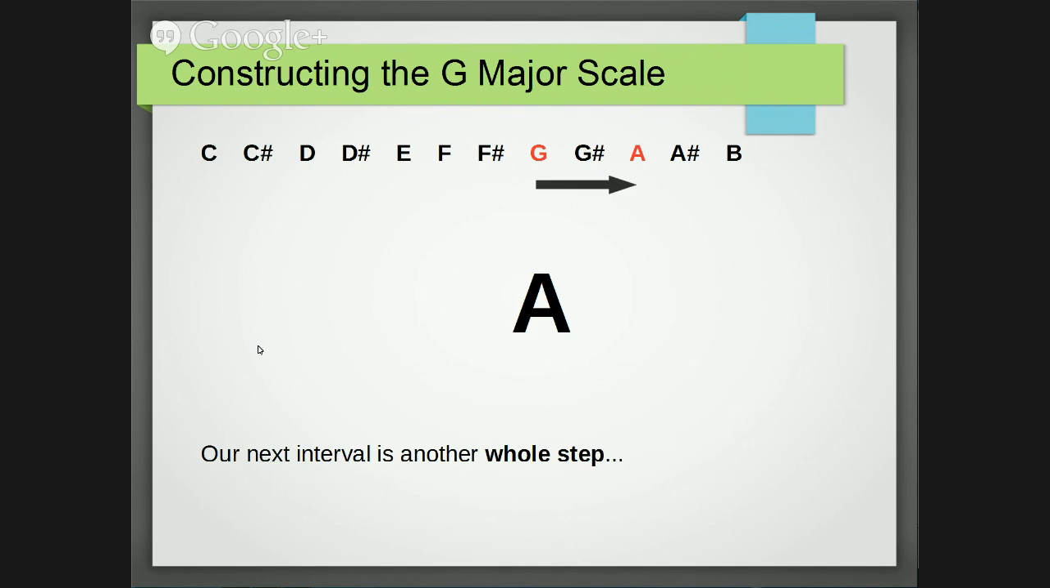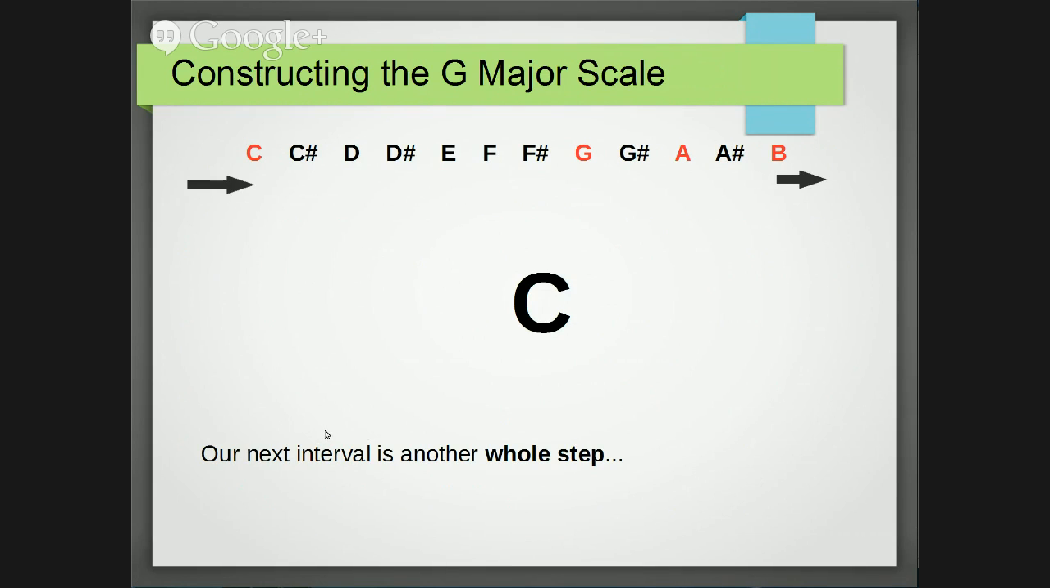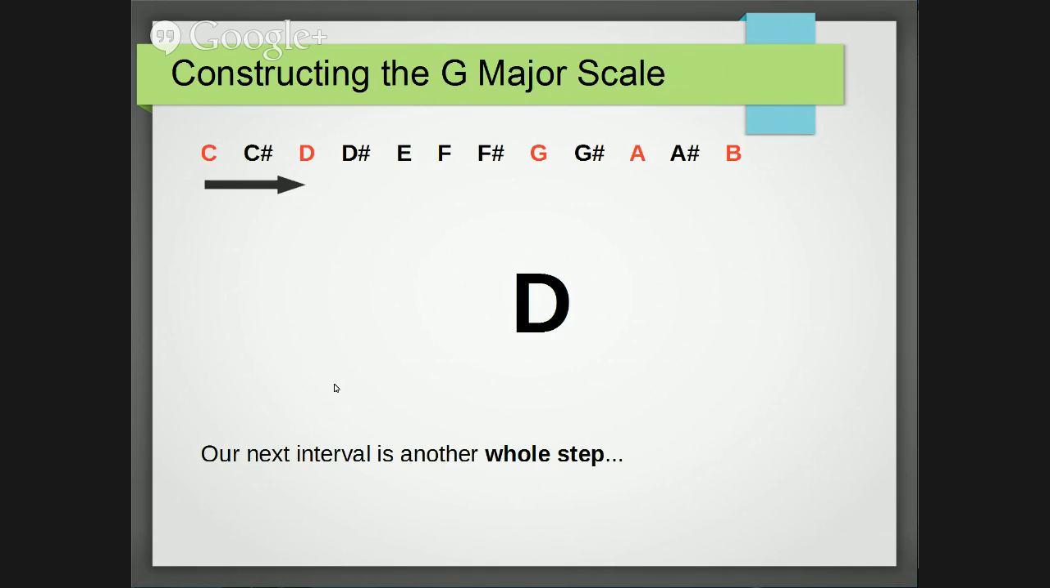Our next interval is another whole step. Any guesses? That's right, it is B. Our next interval is a half step, but keep in mind there's nothing between B and C. So when we go a half step up from B, we go right back to the start of the number line, C. Our next interval is another whole step, D. Our next interval is another whole step up from D to E.